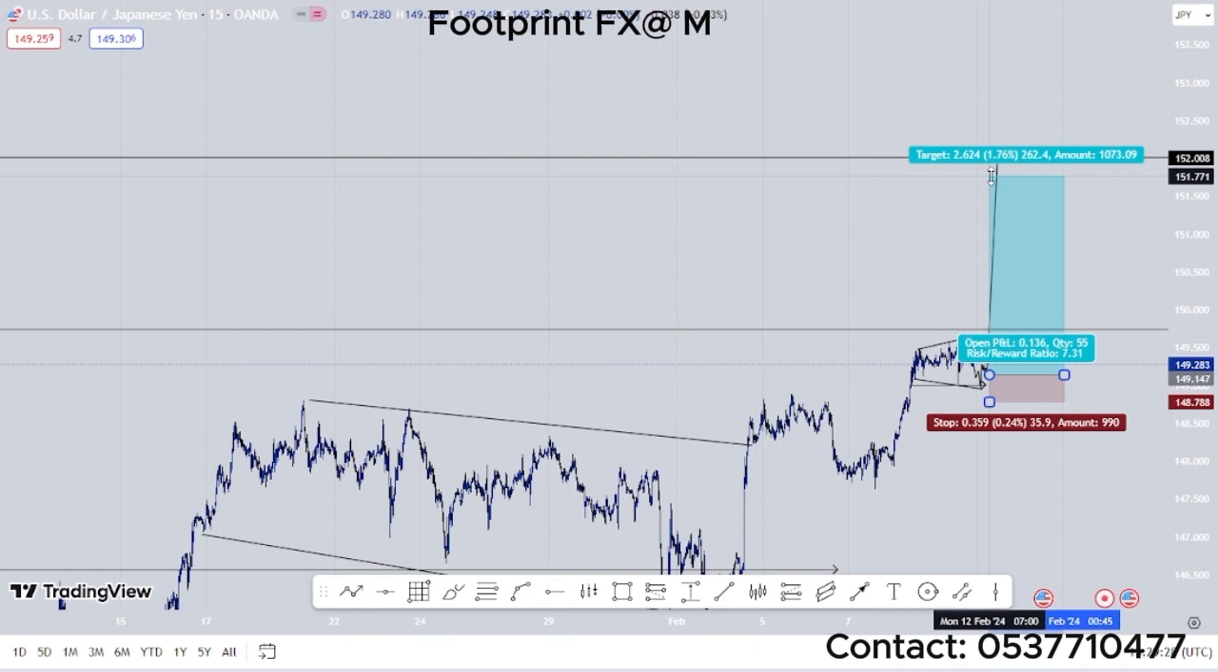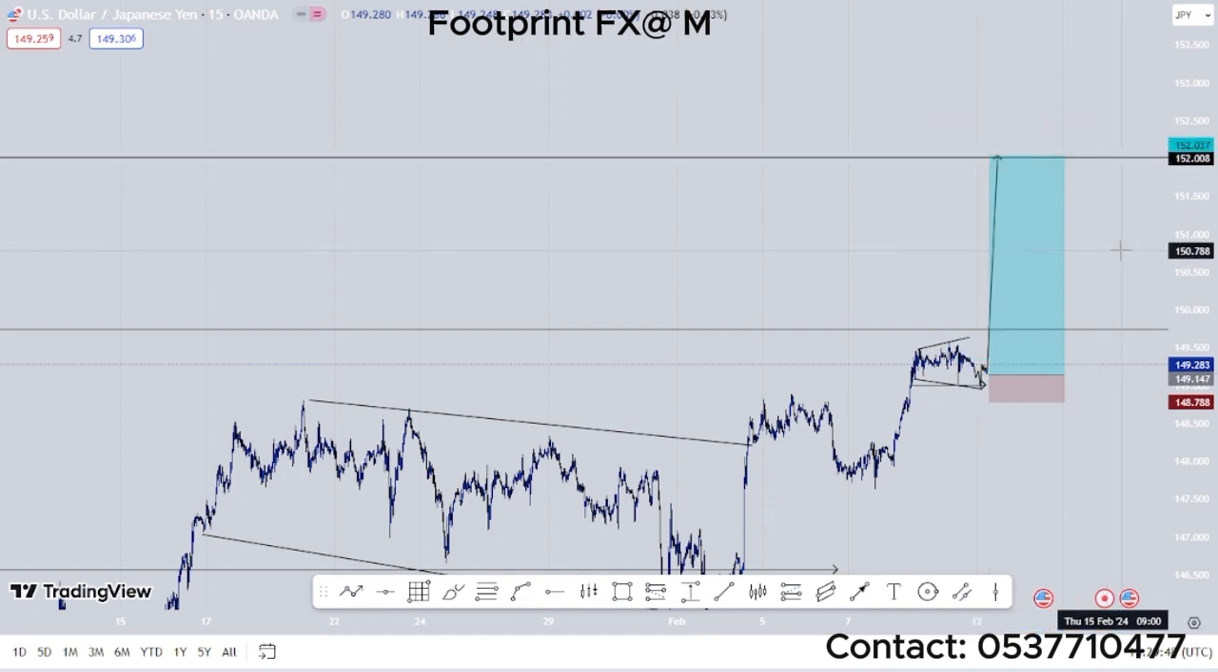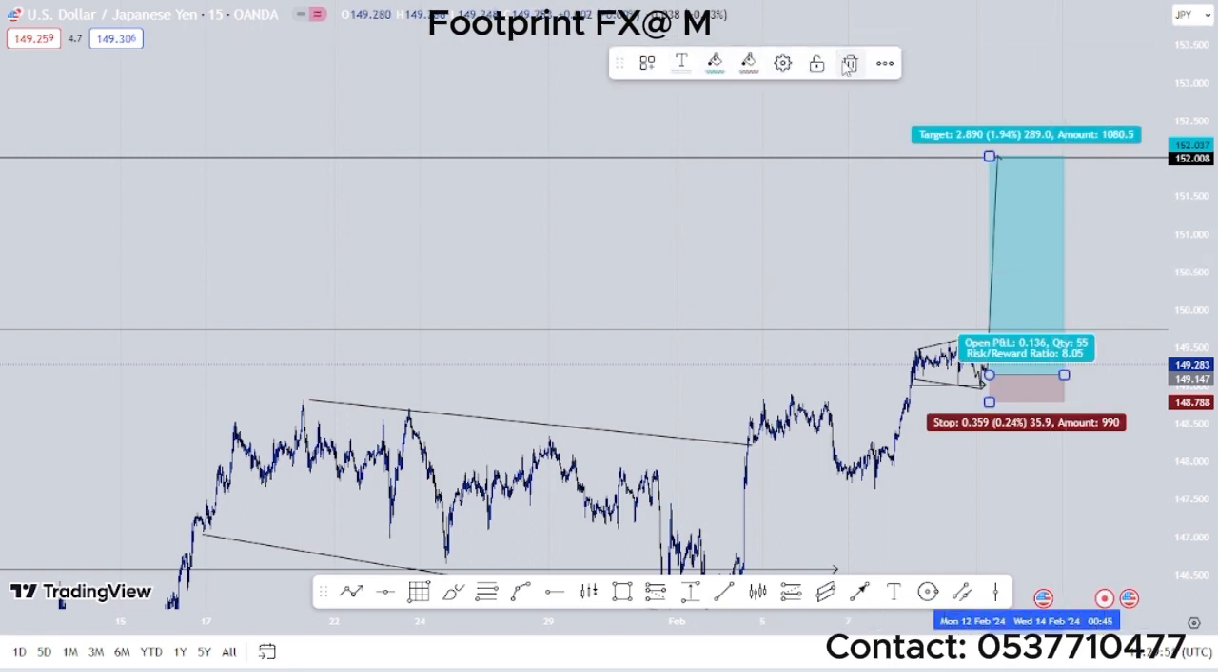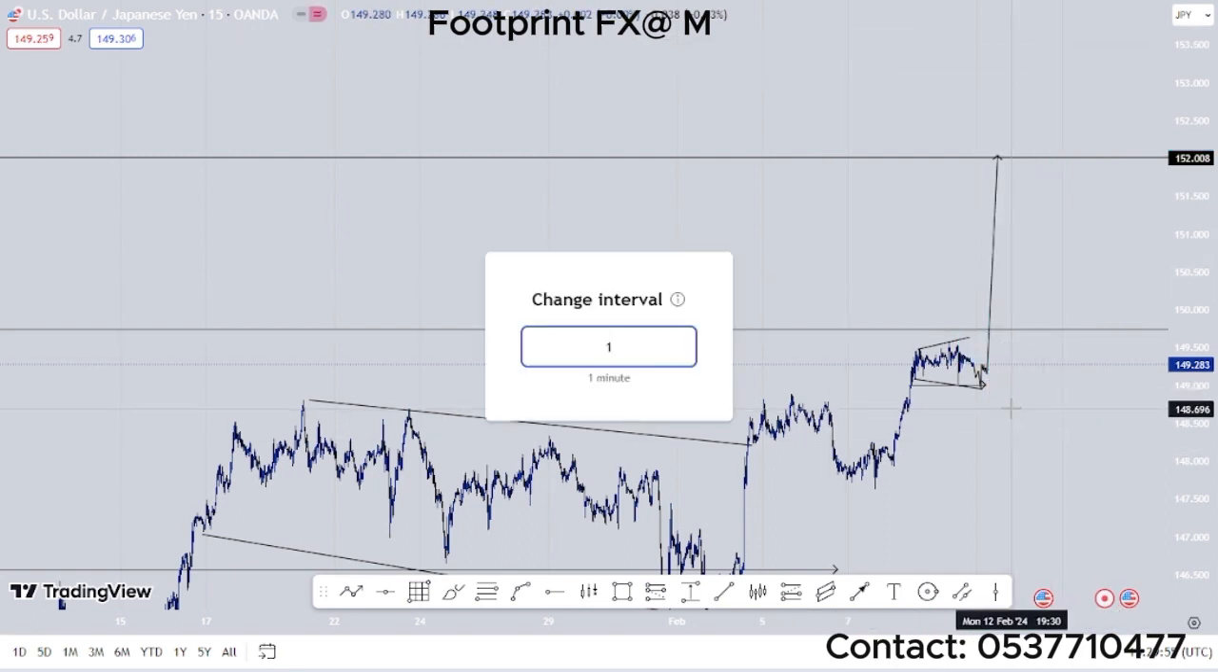That doesn't mean that you have to stay in the trade till price gets here, because you can even take a trade, get out here, and also get another trade that will carry you to this area. Or if you have very proper risk management, you can just get a trade from here and then hold the trade to this area. So that is for GBPJPY, USDJPY.